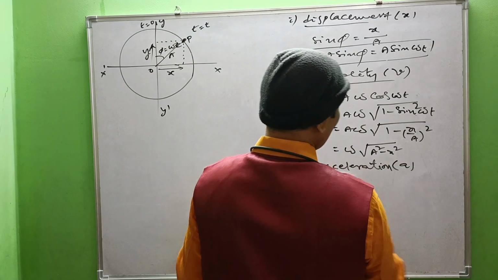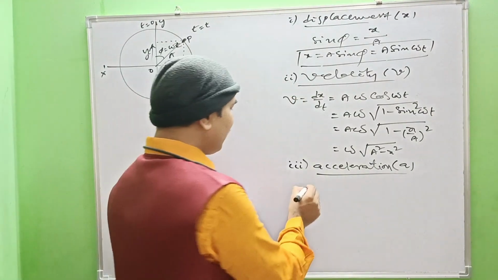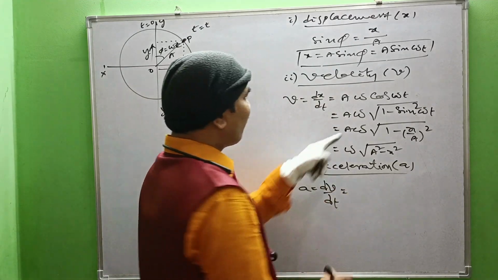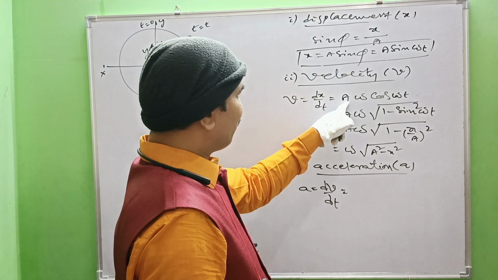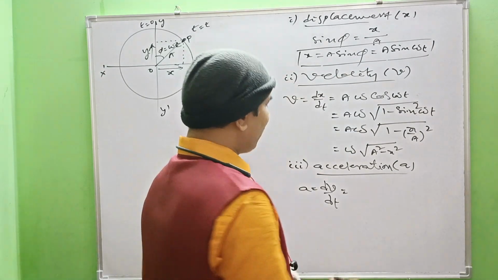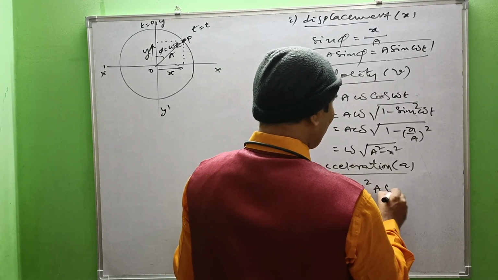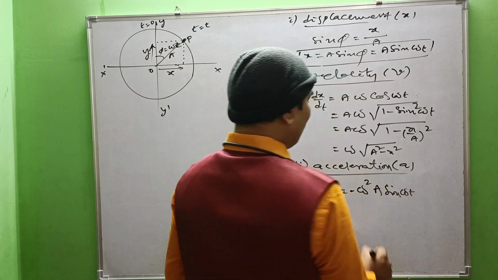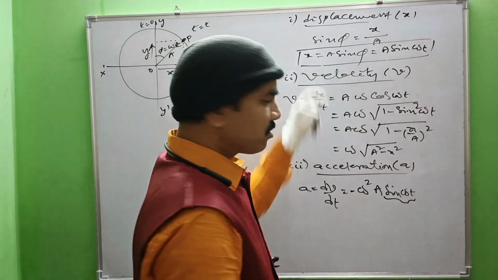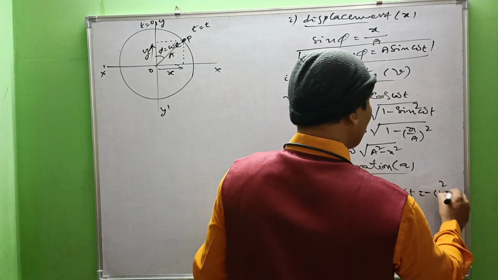Acceleration a of the particle. On differentiating velocity with respect to time, we get acceleration a equal to dv by dt. On differentiating this expression, it becomes minus omega square into a sin omega t. Now what is a sin omega t? A sin omega t is nothing but x. So that is minus omega square into x also.